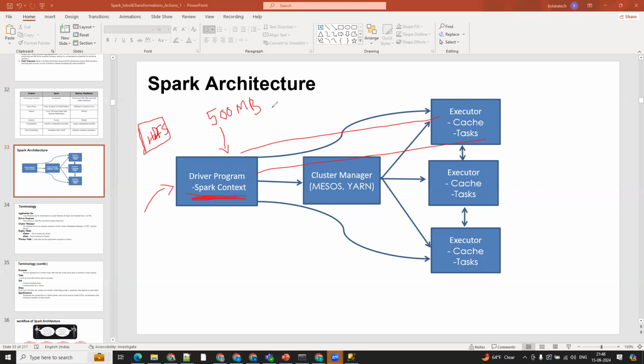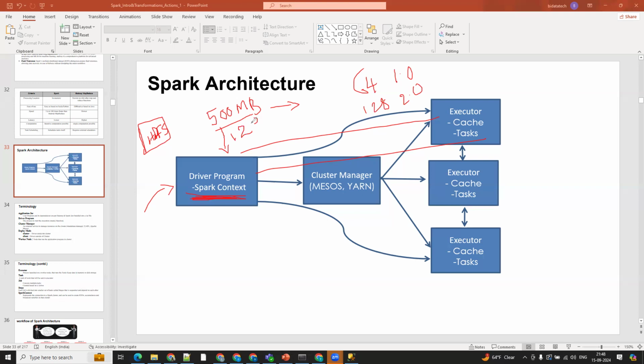Now what it will do is divide this 500 MB of data into blocks or partitions. What is the default block size in Hadoop 1.0, and what is the default block size in Hadoop 2.0? I told you already yesterday: 64 MB in 1.0, and 128 MB in 2.0. Spark is also following the same concept here.